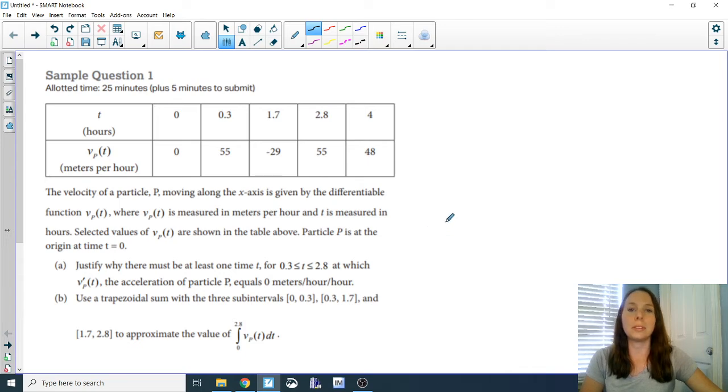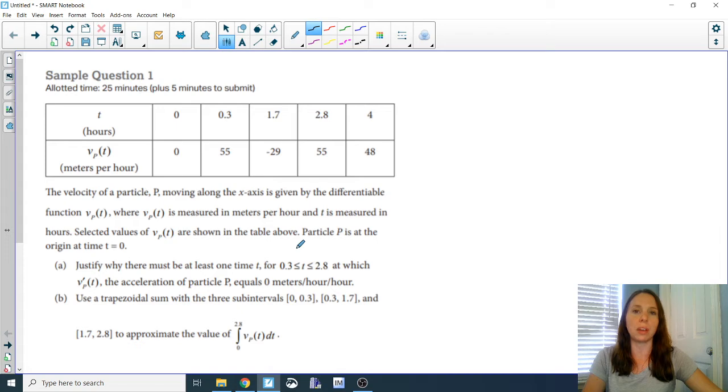Why must the acceleration be equal to 0 somewhere in this interval is basically what that's saying. And here's what I want you to know. I feel like this is really important. You are most likely going to be asked to justify or to show why some value exists, okay? And what you are going to use to do that is one of the big value theorems.